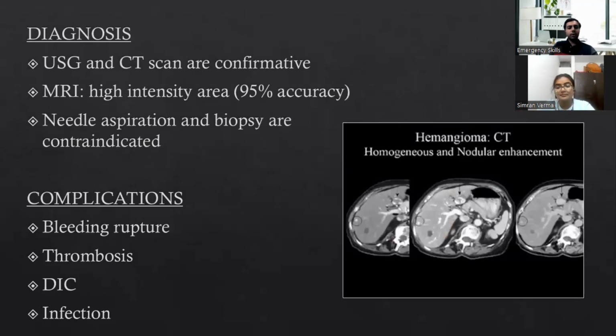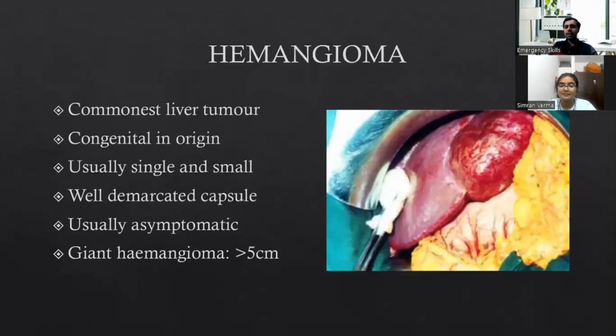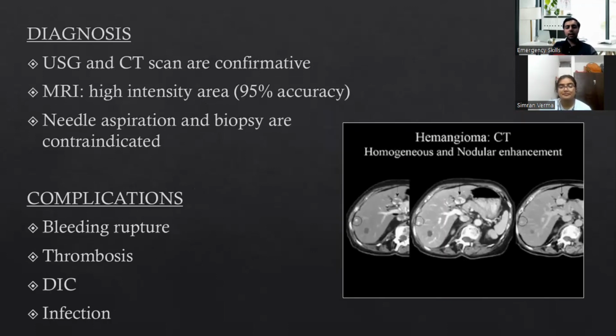Moving on to diagnosis. As I said, in USG and CT scan, you can be very much confirmative. MRI also has high sensitivity, with 95% accuracy, but we generally don't do MRI for this condition. USG is confirmative. Needle aspiration and biopsy are contraindicated. Why? Because hemangioma is basically irregular blood vessels. If you prick the blood vessel, there will be a huge amount of bleeding. So you don't do any aspiration or biopsy in this condition.